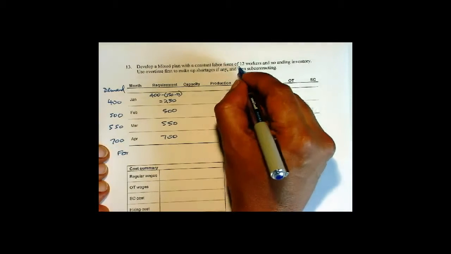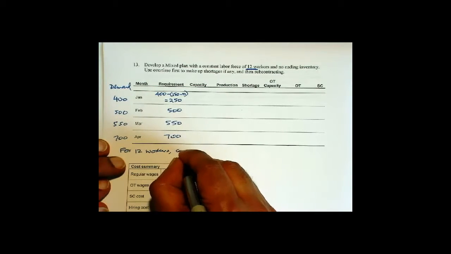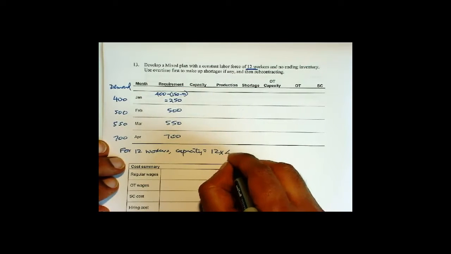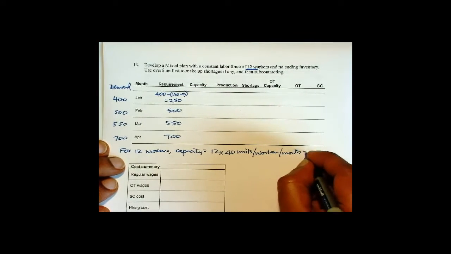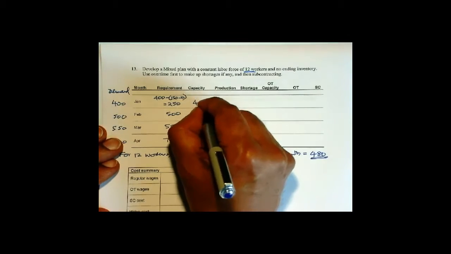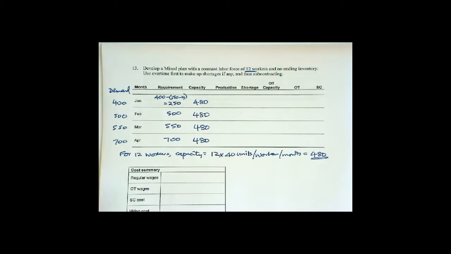Now, capacity is for 12 workers. So we have 12 workers times 40 units per worker per month. So we calculated this early on. So 480. So capacity is 480, 480, 480 and 480. So we have the requirement and we have the capacity, and we have to now determine how much the production is going to be in each month.